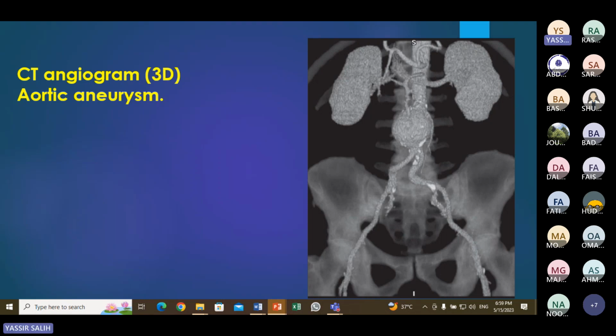Abdominal aorta, exactly at the level of, just before or after the bifurcation? Yes. So this is an abnormally dilated abdominal aorta. This is aneurysmal dilatation of the abdominal aorta. Normally it should look like this, but here there is an aortic aneurysm.